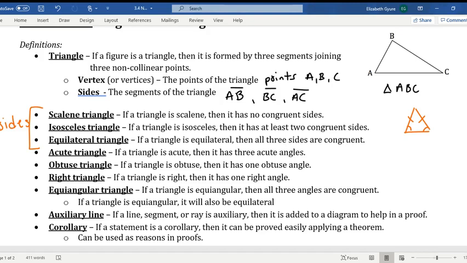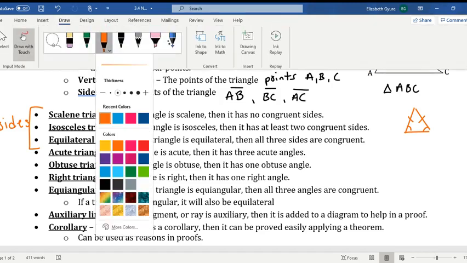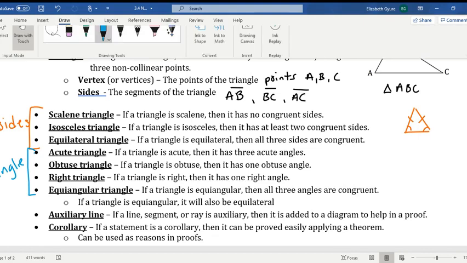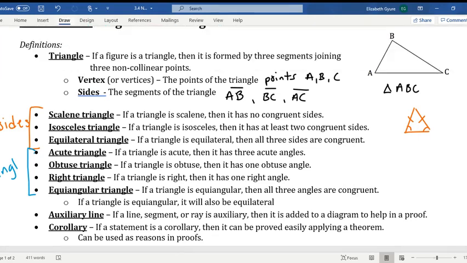Absolutely. Then we can also classify our triangles according to their angles. We can have acute triangles. That's not an I there, by the way. I know how to spell angle, I promise. It's just a little mark. There we go. A triangle is acute if it has 3 acute angles. So all 3 must be acute for it to be acute. An obtuse triangle means it's going to have just 1 obtuse angle.